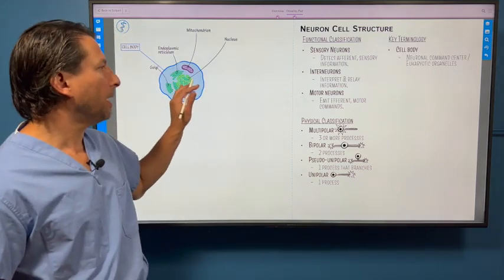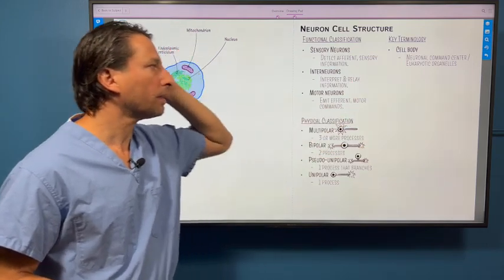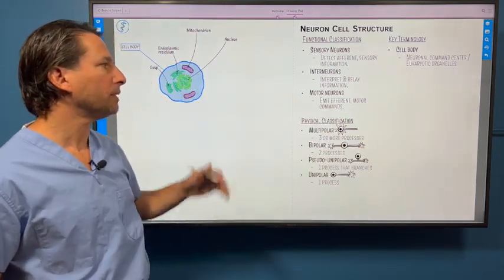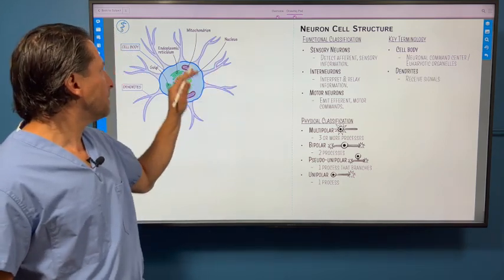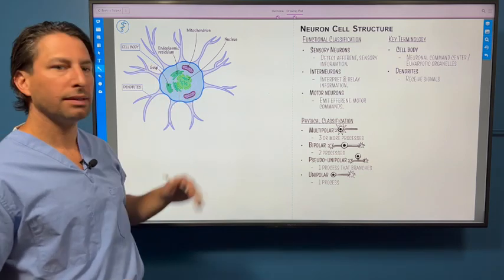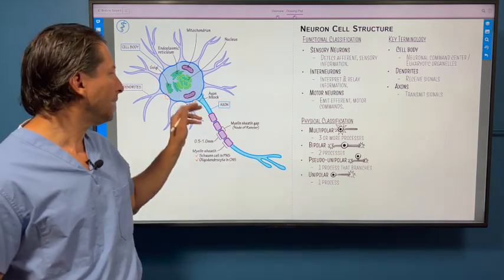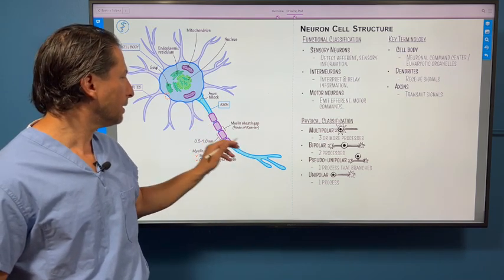So this is a cell body. We're going to walk through some key terminology over here. This is the neuronal command center. It contains those eukaryotic cell organelles. There are dendrites. These are processes that receive these signals, and they're attached to the cell body here. And then there's the axon here, which is transmitting, in this case, the signal itself.